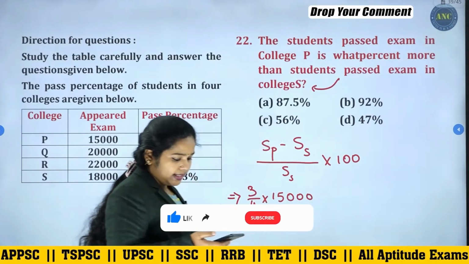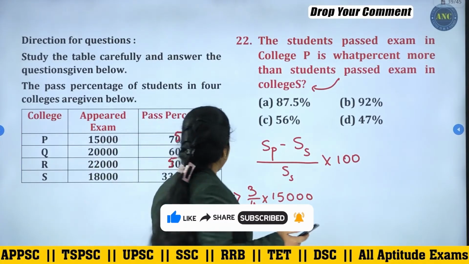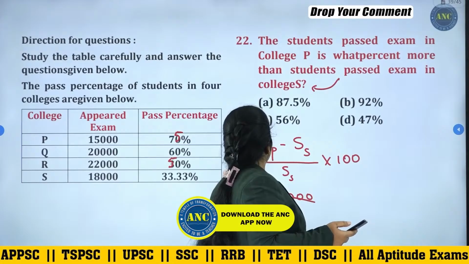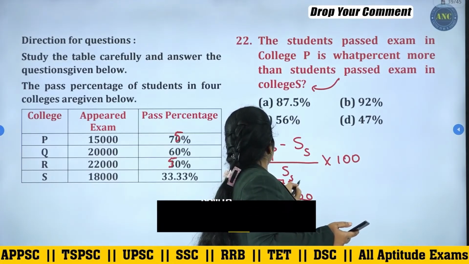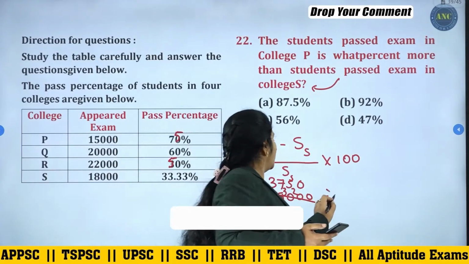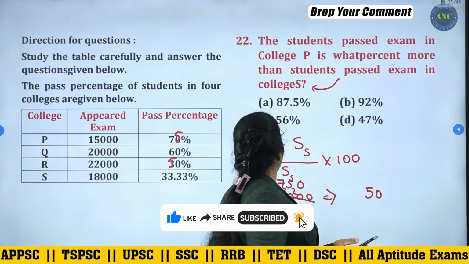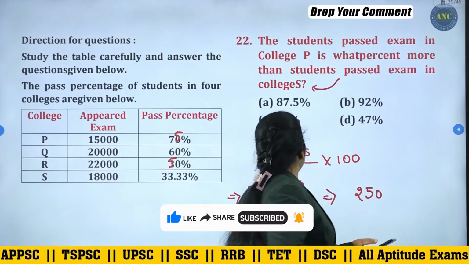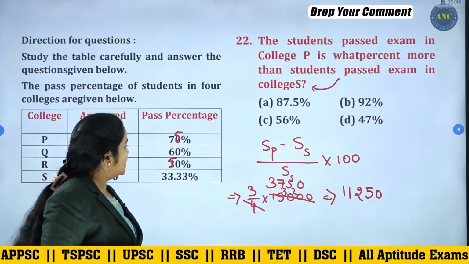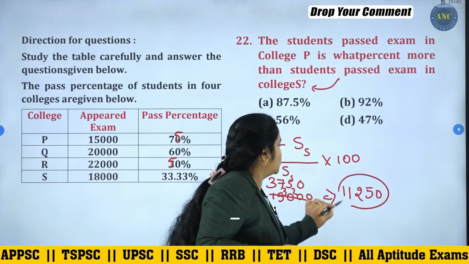Try to calculate this. 4 3s are 12. 4 7s are 28. 3,750. Yes. 3,750 into 3. 5 3s are 15. 7 3s are 21. 22. 3 3s are 9, 10, 11. So, it's 11,250 are the students who passed in college P.